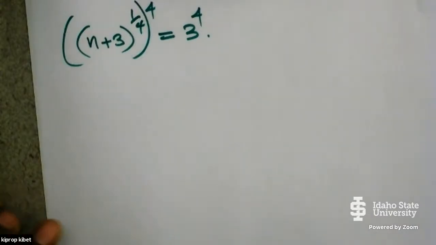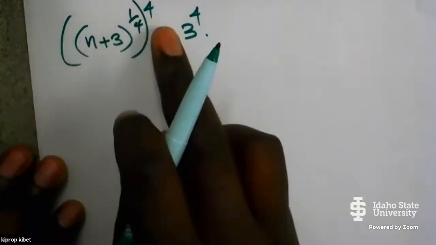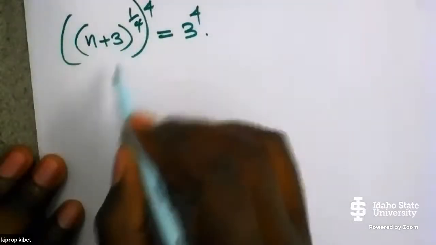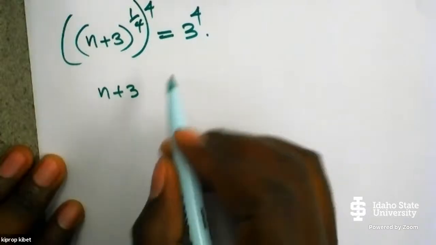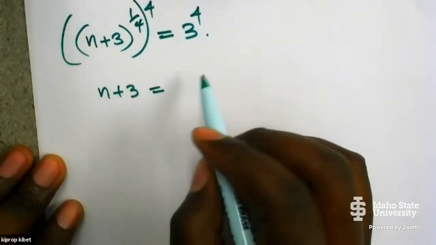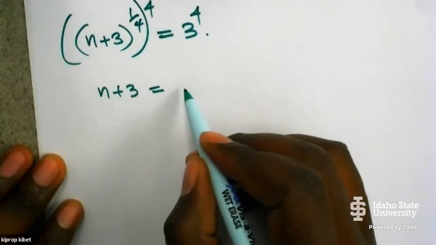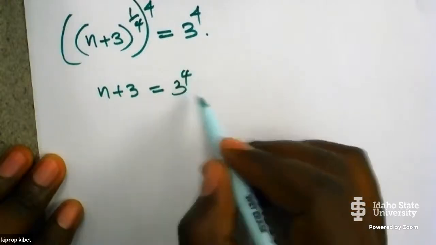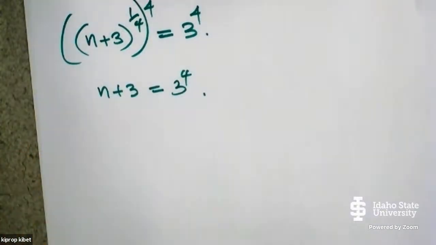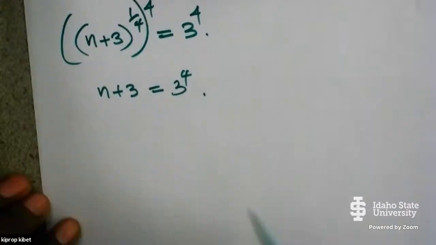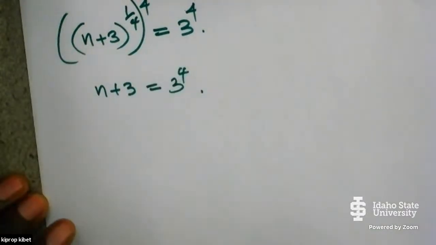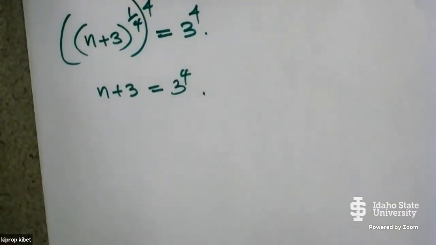And then now you form a new equation. So here, what do you get? You get n plus 3 equals to what? 3 raised to 4. n plus 3 equals 3 raised to 4. So the 1 over 4 and the 4 cancel each other out, right? Yes, using the properties of what we did last time.